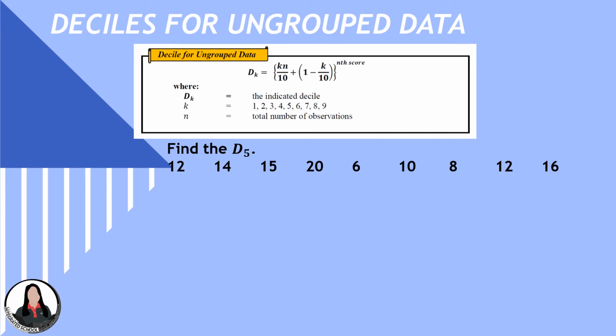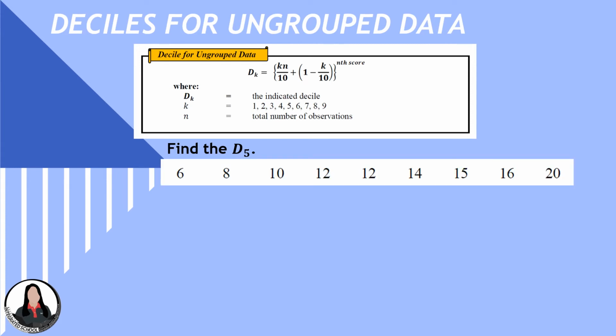And then the value for n is the total number of observations. Now, let us use this formula in our example below. We are asked to find D sub 5 of this set of data. However, if you notice, we are using the same set of data, but it is not arranged in ascending order. So, let us first rearrange it. Okay, so we have 6, 8, 10, 12, 12, 14, 15, 16, and 20.